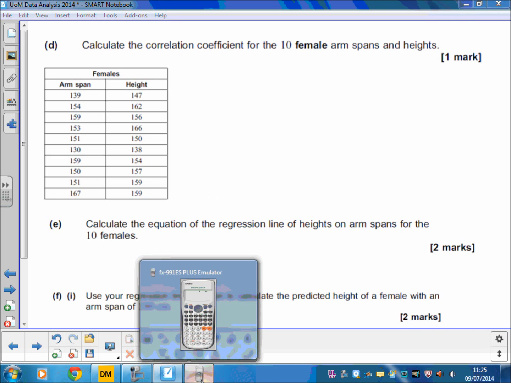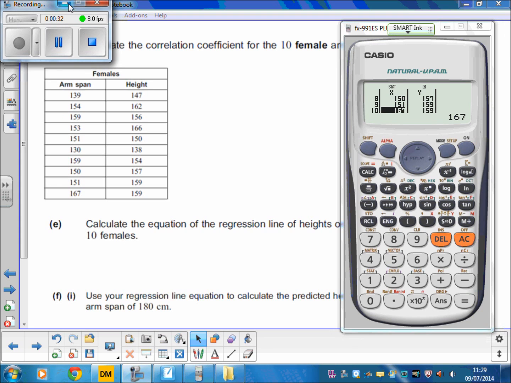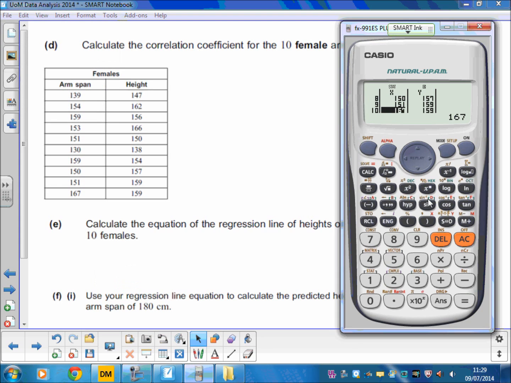So to do this, first of all, we want to put all the data in our calculator. So we're going to go into stats mode. This is correlation and regression with 2 bits of data. So we're going to number 2, and I'm just going to put in all the data in pairs. So I've put in all 10 bits of data. I double check to make sure I've got them all right. Then we're going to go clear it.